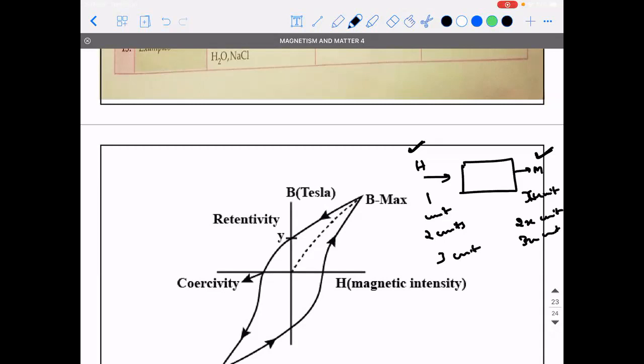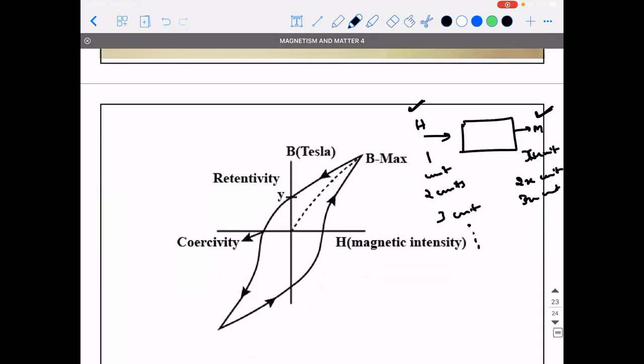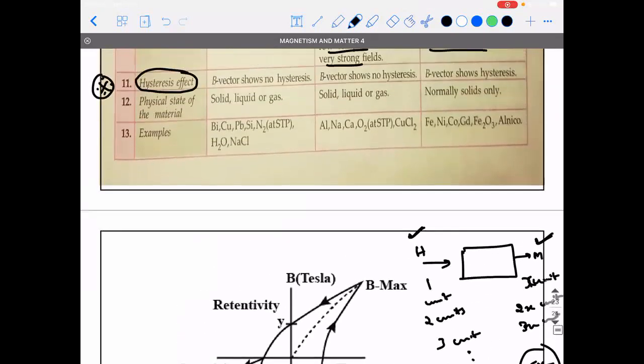You're able to understand? Increasing, let's say at 5 units, here you are able to see 5x. At 6 units also, if you are able to see 5x, then you can say that the material has got saturated. The magnetization has got saturated. That is the meaning.